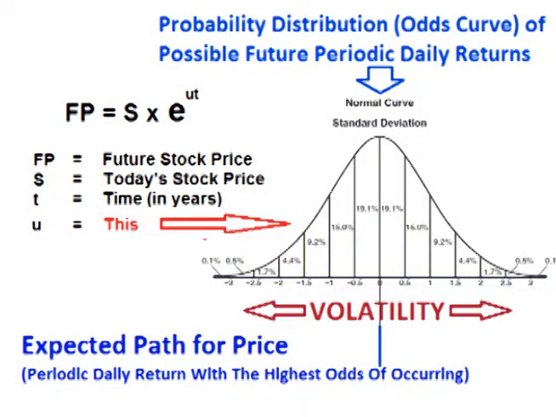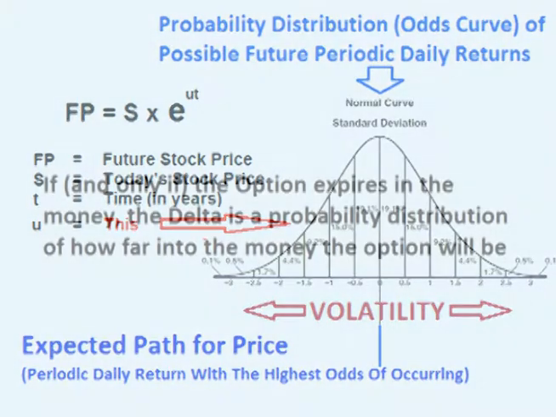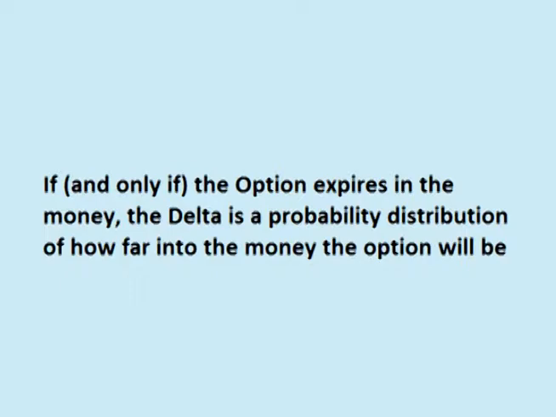An option's delta is derived using probability. I mentioned in the first video that one can create a probability or odds curve of what the future value of the stock will be. For a call option, the delta is derived from a probability distribution of what the future value of the stock will be, multiplied by the probability that the stock will be above the option strike price. Put another way, if and only if the option expires in the money, the delta is a probability distribution of how far into the money the option will be. So that is a bit more on an option's delta.